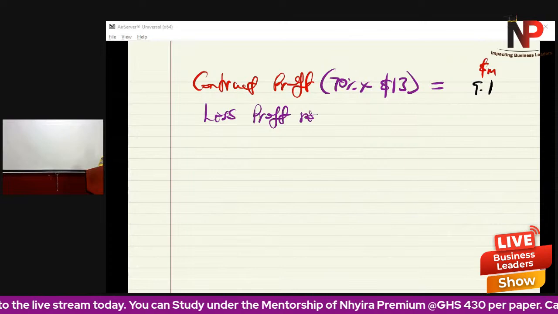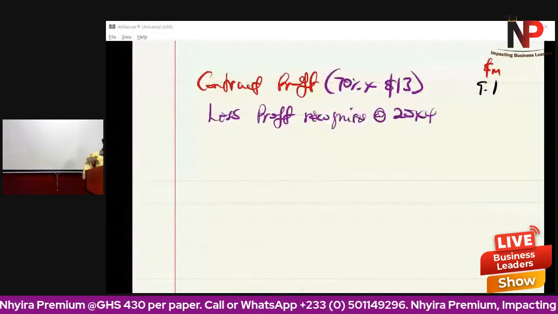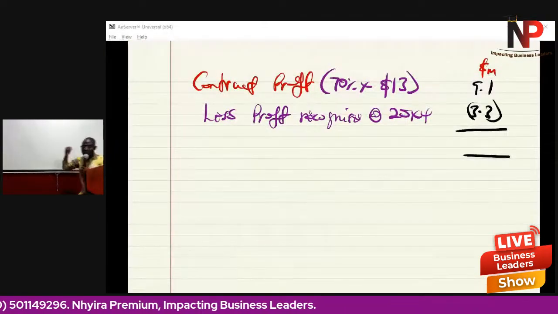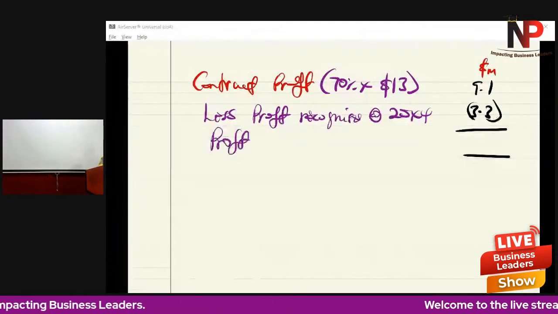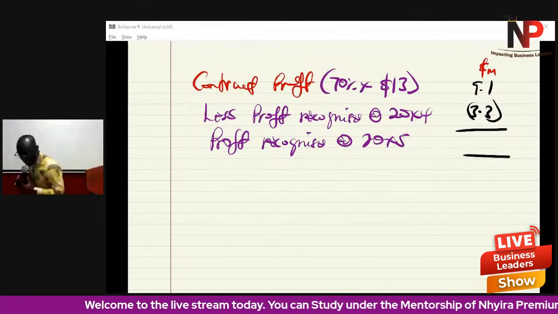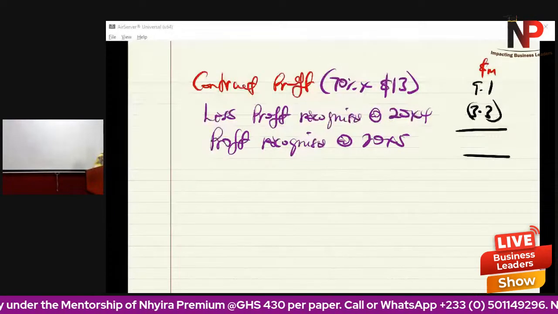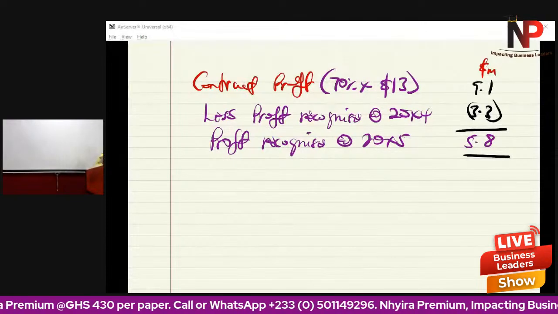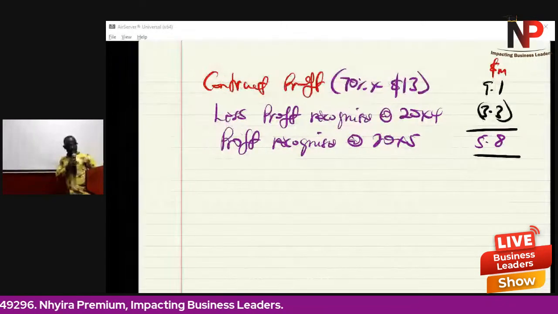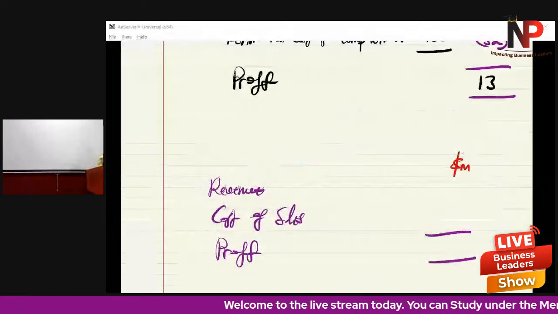So less profits recognized at 20x4. And the profits recognized at 20x4, we were given in the question to be 3.3. So we bring it up. So we less that, then we will now get the profits that will be recognized for the current year. Are you following the picture? So for the current 20x5, the amount of profits recognizable will be our 9.1 minus 3.3, and that is 5.8. That will be the amount of profit to be recognized. So in the current year, 20x5, our statement of profit or loss extract will look like this. So let me put it up.